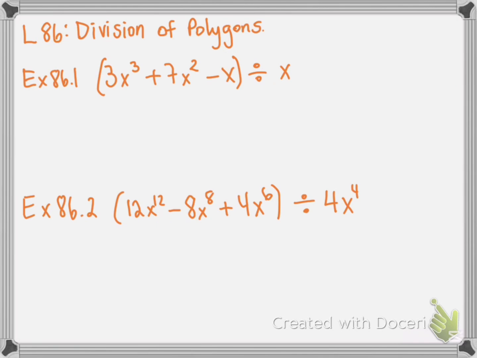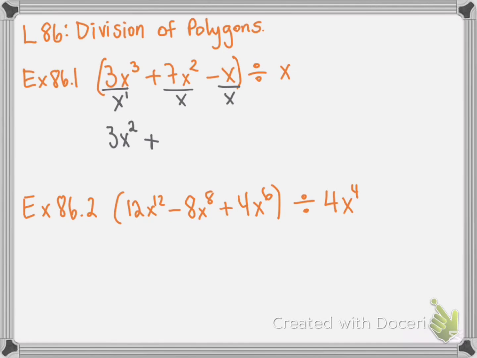Notice that you are dividing a trinomial here, divided by a monomial. Remember, trinomial has 3 terms, monomial has 1. Now in this case, all we have to do is divide each of these terms by x. Remember that the rule for division is that we subtract the exponents. So 3x3 divided by x is 3x2 because 3 minus 1 is 2.